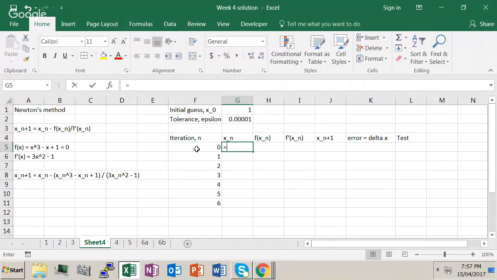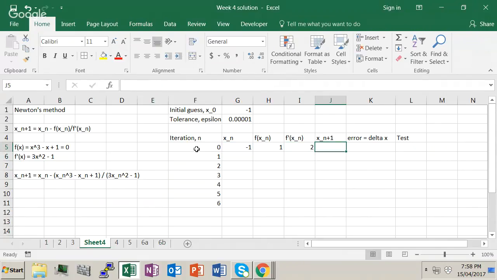So x sub n will be minus 1. Minus 1 is where my initial guess should be. You can obtain this value, like I've said, by drawing a plot so that you can visualize where the roots may possibly be. F of x sub n will be this number to the power of 3 minus cell G5 plus 1, and f dash x sub n will be 3 times x sub n to the power of 2 minus 1.